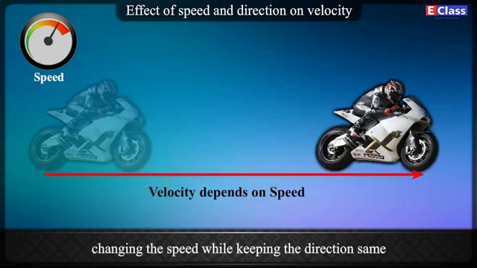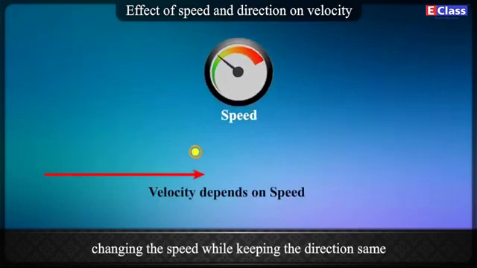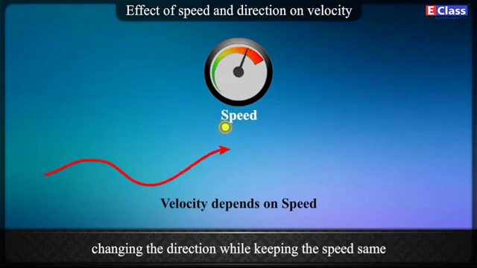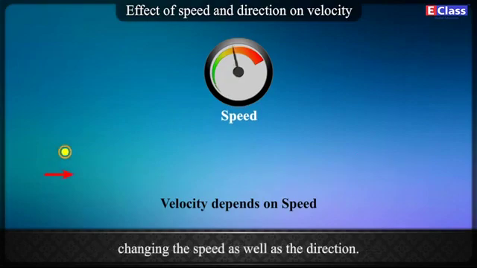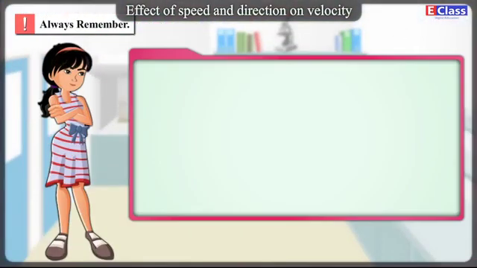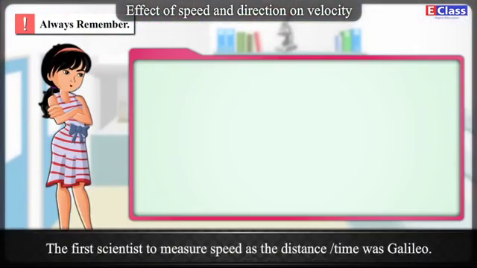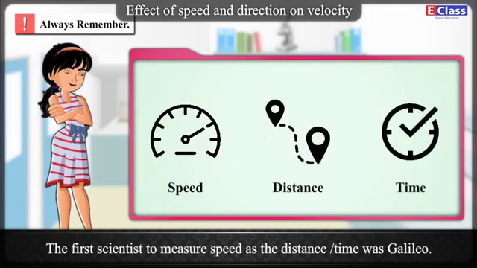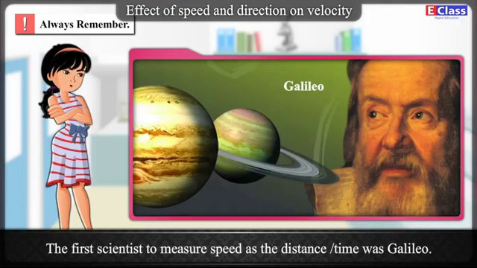1. Changing the speed while keeping the direction same. 2. Changing the direction while keeping the speed same. 3. Changing the speed as well as the direction. Always remember, the first scientist to measure speed as the distance upon time was Galileo.